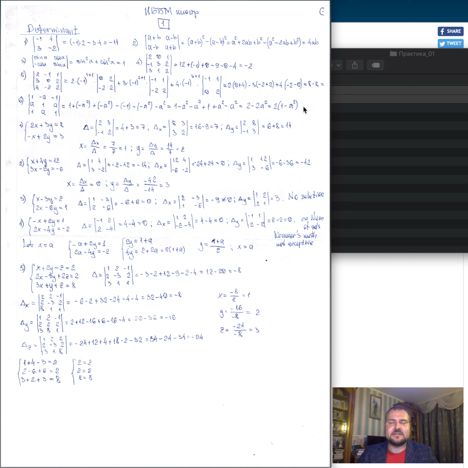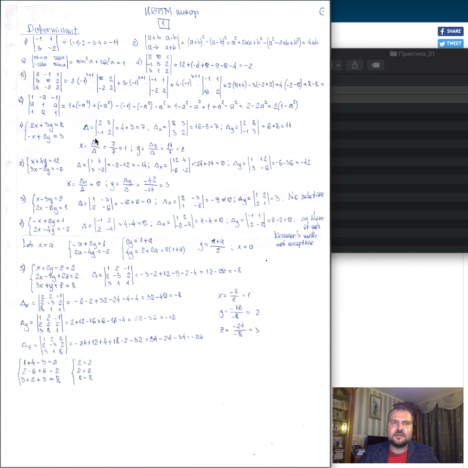The application of finding determinants is finding the solution of a system of n equations with n unknown values by Cramer's method. For example, we have a system of equations: 2x plus 3y equals 1, and the second equation, minus x plus 2y equals 3.